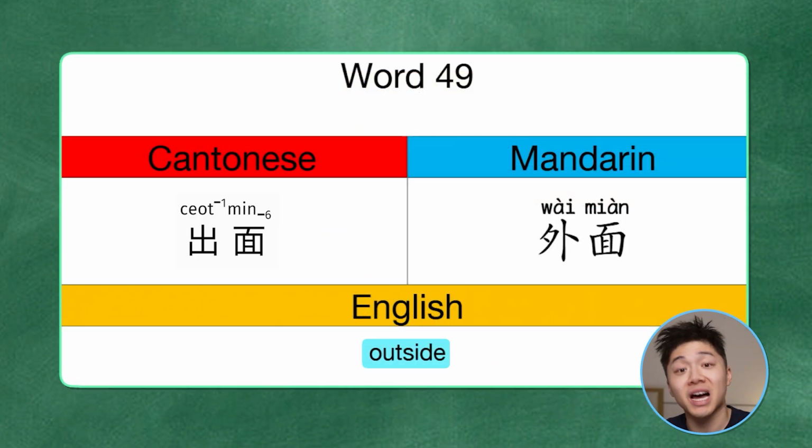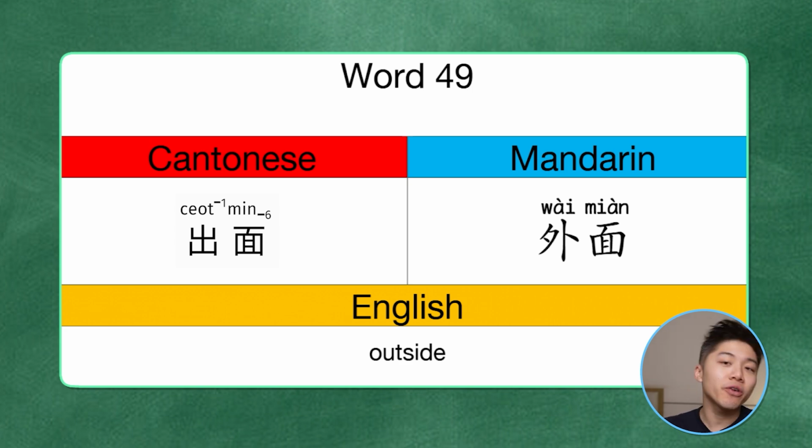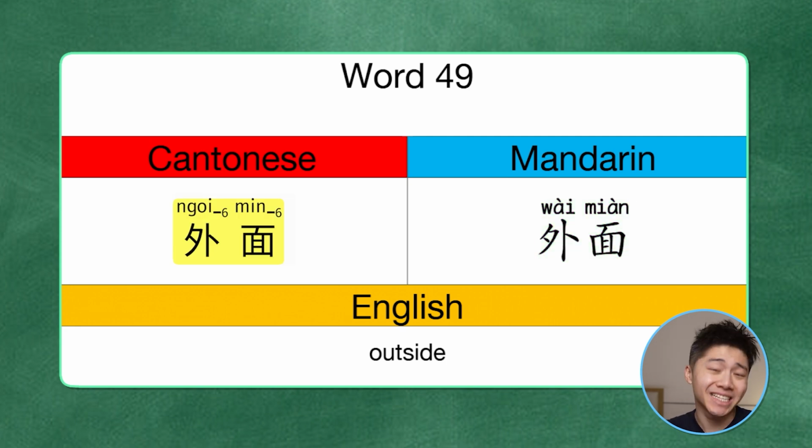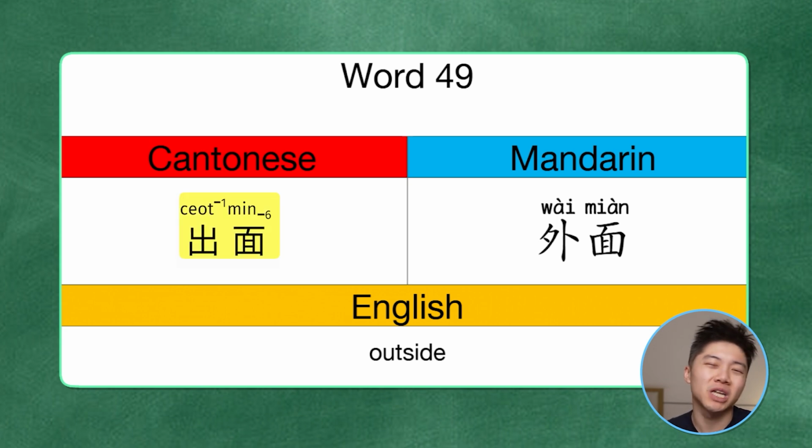Next example, outside. Outside in Cantonese, 出面, in Mandarin, 外面. Here, by the way, I want to note that a lot of words in Mandarin will work in Cantonese, meaning we can take this exact word, 外面, and say it in Cantonese as well. The other way doesn't necessarily apply. Not all Cantonese words will work in Mandarin. Almost every Mandarin word will work in Cantonese. Okay, just keep that in mind. 外面 is totally fine in Cantonese as well, but 出面 is not really said in Mandarin.